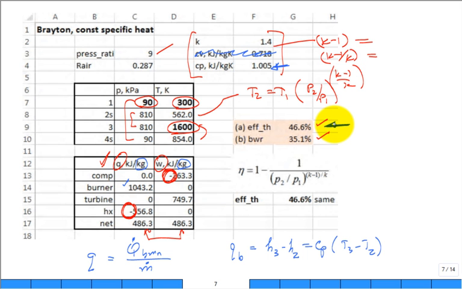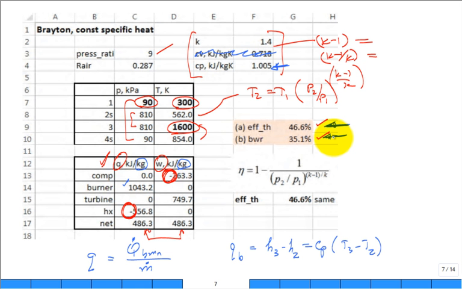Gas turbines are pretty efficient if they're built well. Your back work ratio is going to be a challenge. What was our typical back work ratio in a Rankine vapor power cycle? Less than 1%. Now we're like 35%.